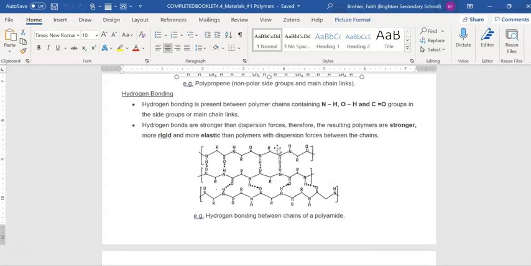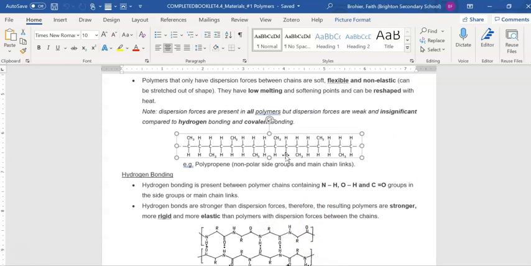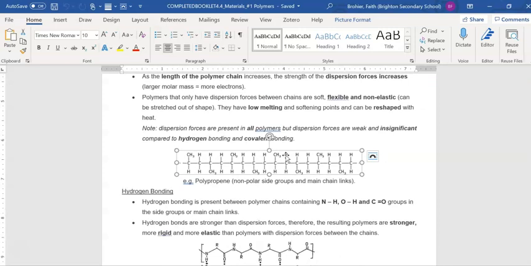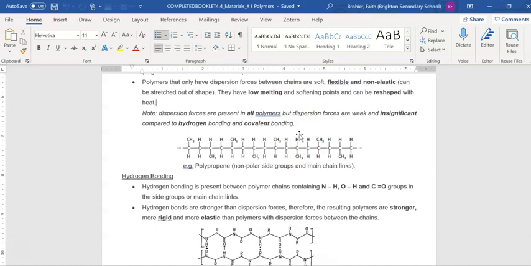They are stronger than dispersion forces, and therefore if you do have hydrogen bonding and the potential for that, the polymers will be stronger, more rigid, and more elastic. Okay, so you'll be able to stretch it, but it will actually come back because the bonding will bring it back. Whereas if you've got dispersion forces only, if you stretch it, it's liable to stay stretched because there's not really strong forces pulling it back together.